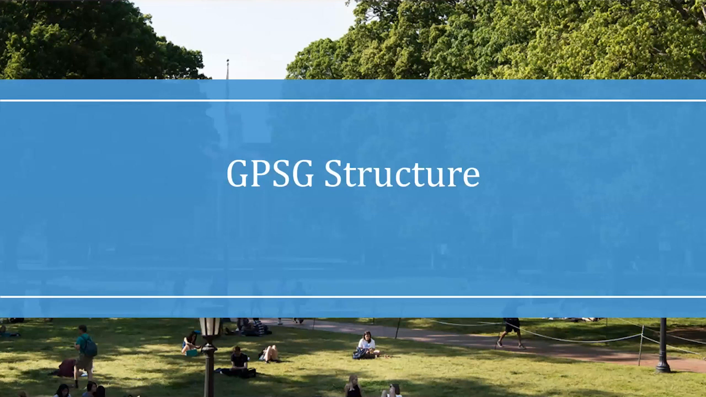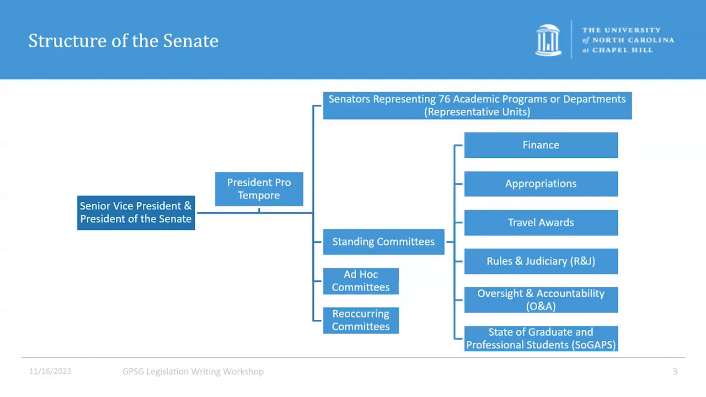So let's talk a little bit about the structure of GPSG, and I think there's a reason this is important, and I hope it will come across. This is the structure of our Senate. Our Senate is made up of 100 and some change senators that all represent 76 different units across the university. Additionally, we have a couple of committees that senators will serve on.